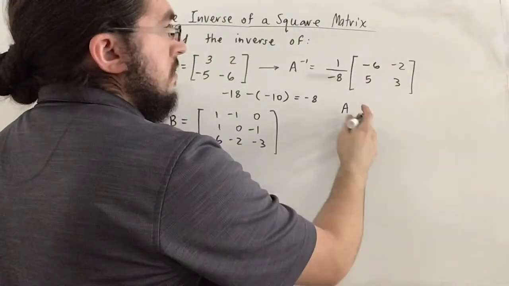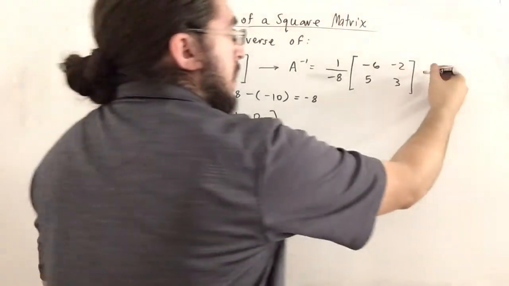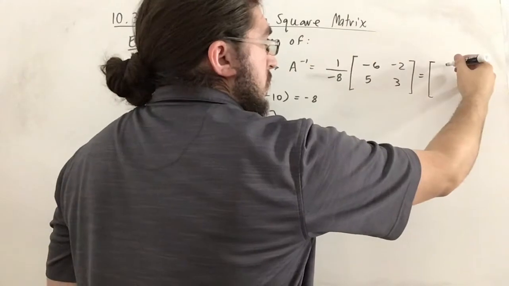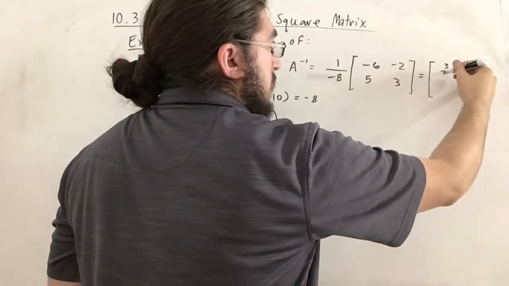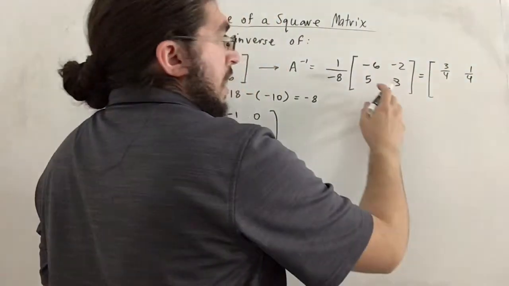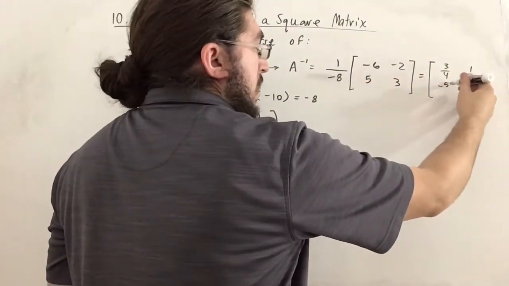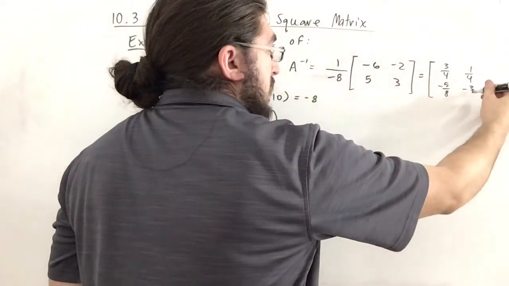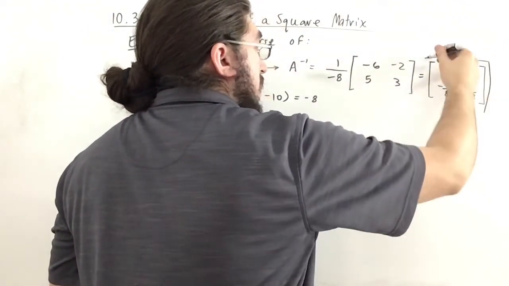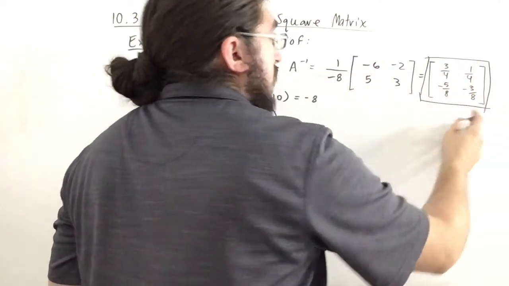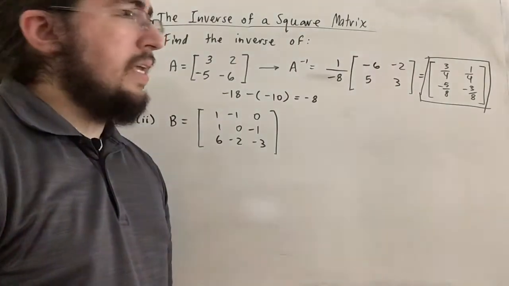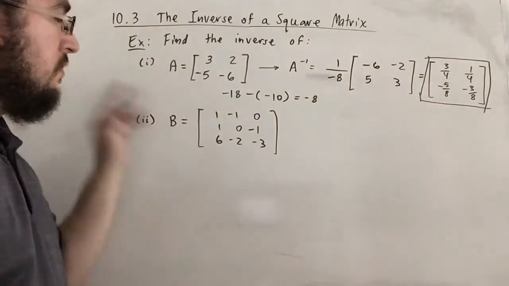So let me do that over here. I want to make sure we have some space here. So negative 6 divided by negative 8 reduces to 3 over 4. It's positive. Negative 2 over negative 8 is 1 over 4, positive. And that's negative 5/8 and negative 3/8. So this is one way you can write the inverse of A. You can leave it like this too, but dividing by negative 8 and scaling it in is not a bad idea in practice. So there you go. That's the answer for part 1.